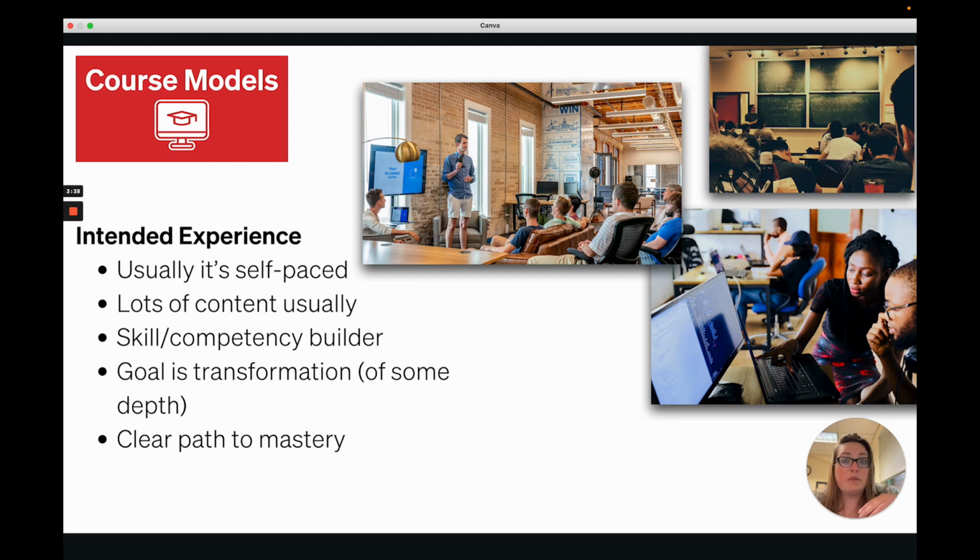Whereas the sprint model is like a first taste, a first win, a first behavioral change, the course model is deeper, where I'm going to learn something in a little more depth and be able to apply it more broadly to different situations, and there is a clear path to mastery. The goal of a course model really is to get you into a certain degree of mastery in my world. Okay, that's the course model.